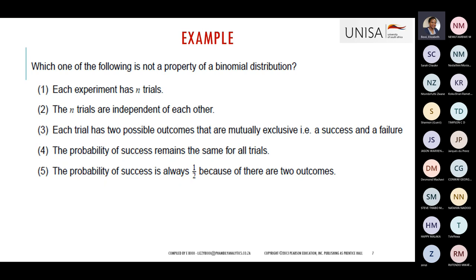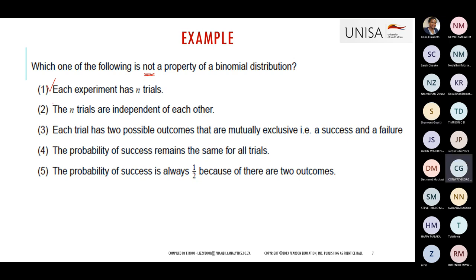We'll go through each statement together and see if it's true or false, and then we can answer, because we're looking for the one that is not a property of a binomial. Each experiment has n trials. Is that correct? Correct. Yes, because if I toss a coin 15 times, 15 will be my number of trials that I am creating.